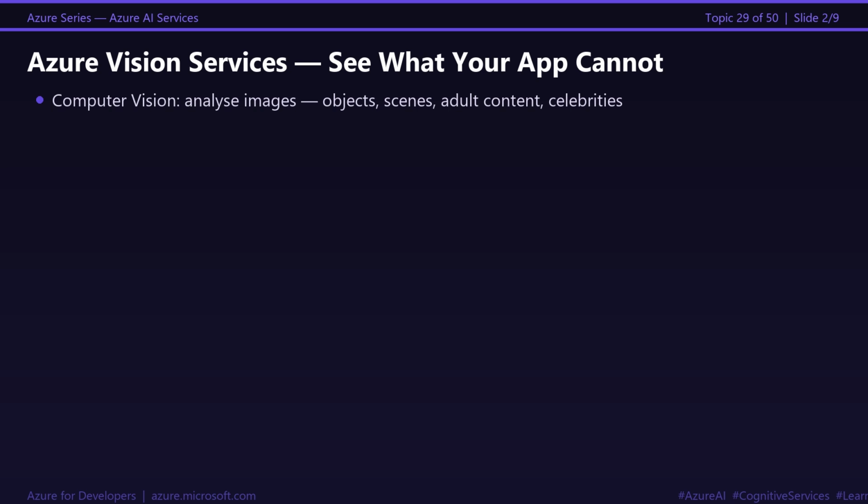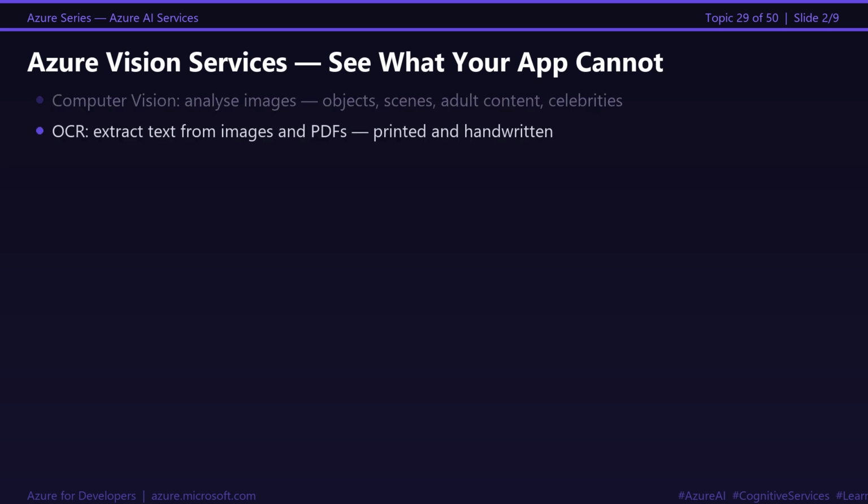The Face API detects faces and returns their position, estimated age, emotion, and glasses. The Verify endpoint answers one question: are these two photos the same person? Use it for identity verification flows without building facial recognition yourself.